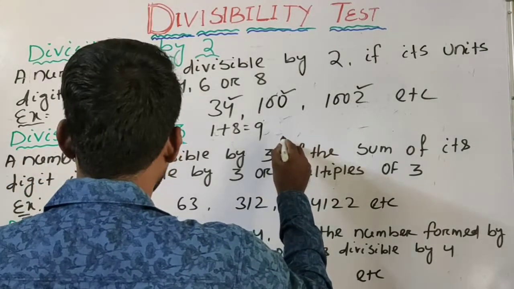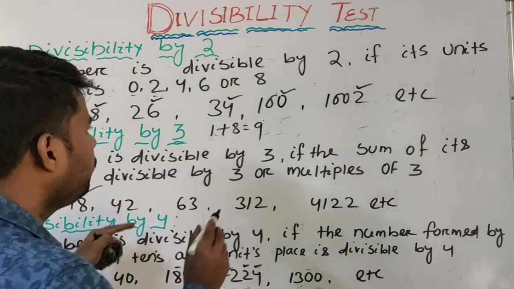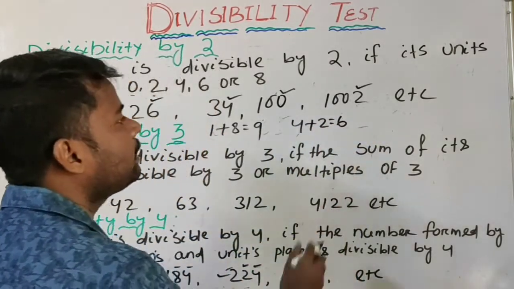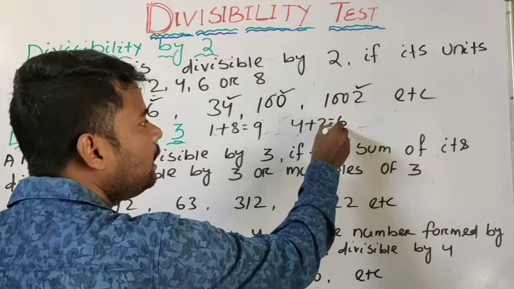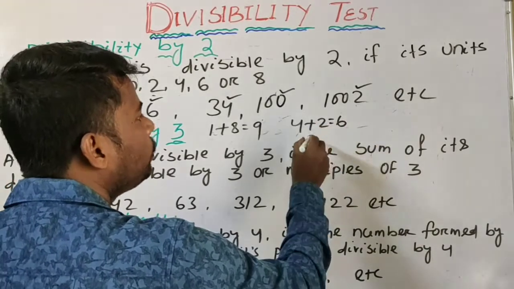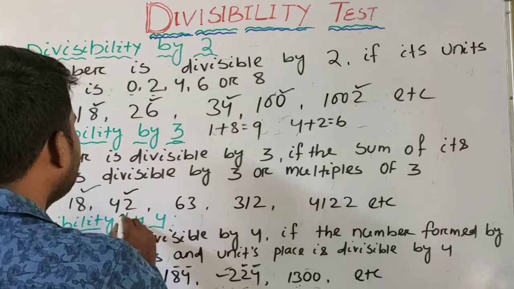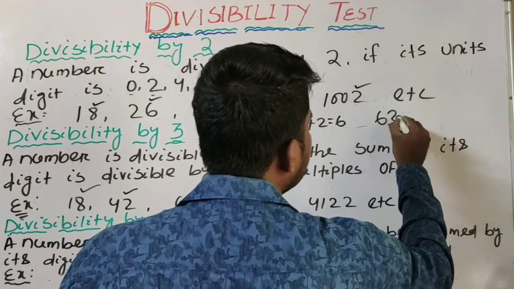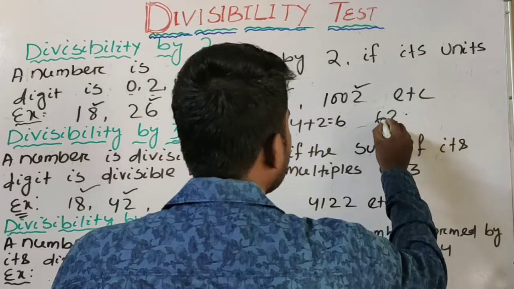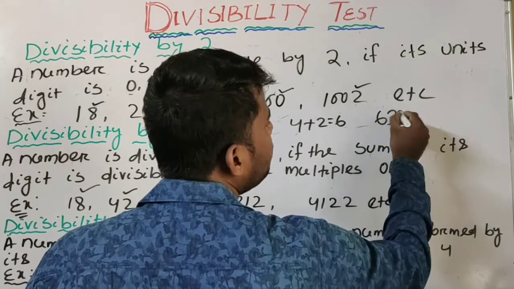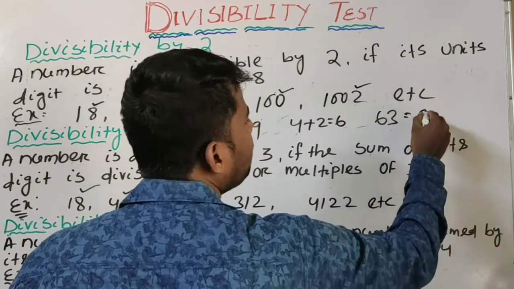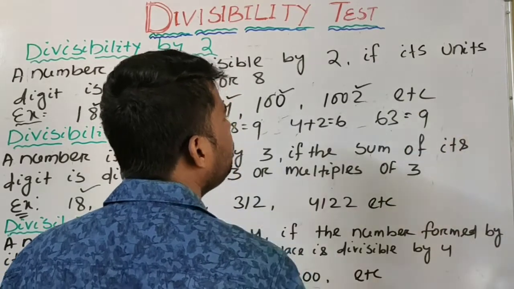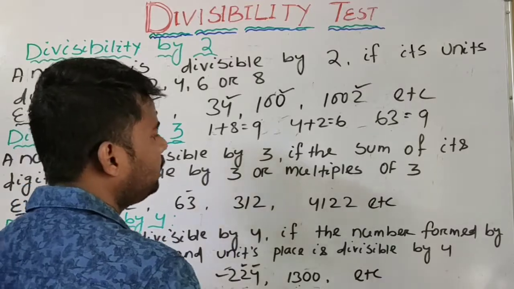42. Sum of its digits will be 4 plus 2 is equal to 6. And 6 is a multiple of 3 or divisible by 3. So 42 is also divisible by 3. 63. Its sum of digits is 6 plus 3 is equal to 9, and this one is a multiple of 3 or divisible by 3. So this number is also divisible by 3.